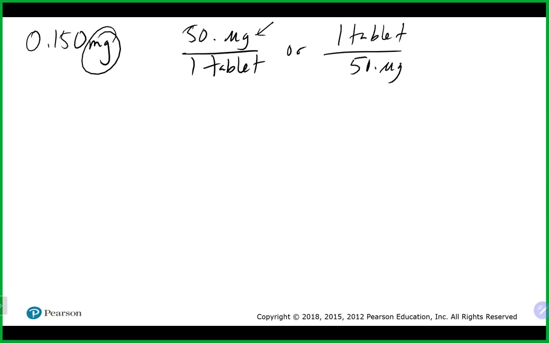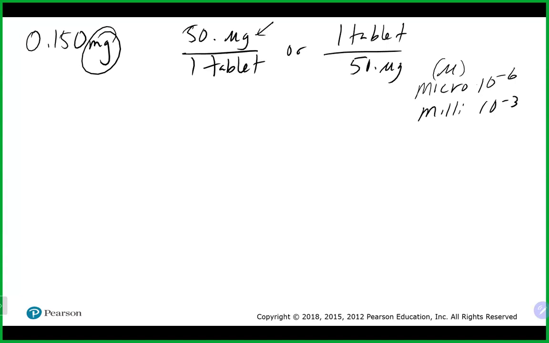To give you a hint, micro is 10 to the minus 6. Milli, obviously, is 10 to the minus 3. All right, so why don't you give it a go? All right, so let's take a look.